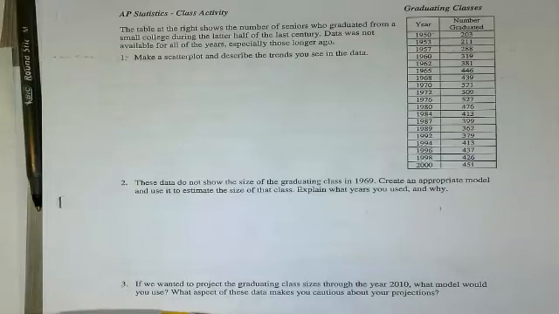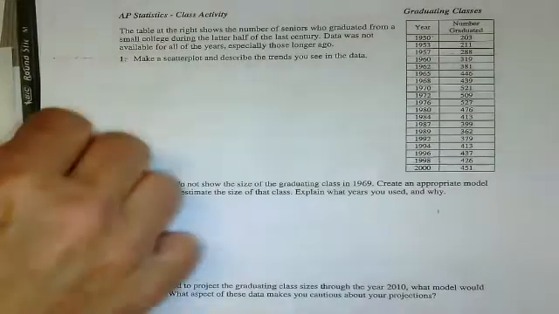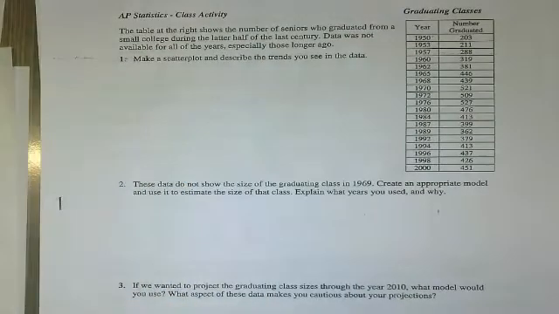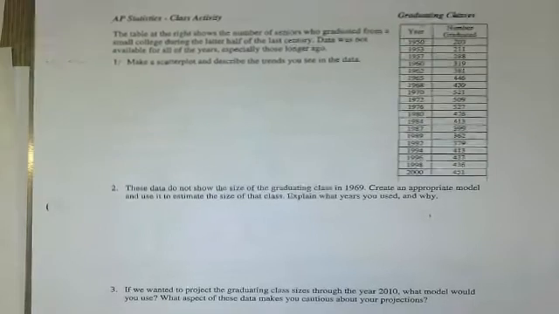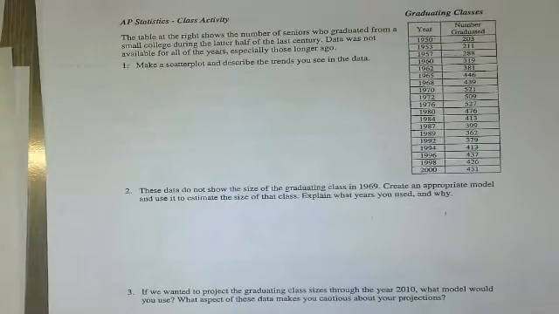Okay, so today we're going to work with linear regression with this class activity that most of you completed called graduating classes. The table shows the number of seniors who graduated from a small college, and not all of the numbers are shown, but it starts at 1950 and goes all the way to 2000. And then it wants us to make a scatter plot and describe the trends you see in the data.